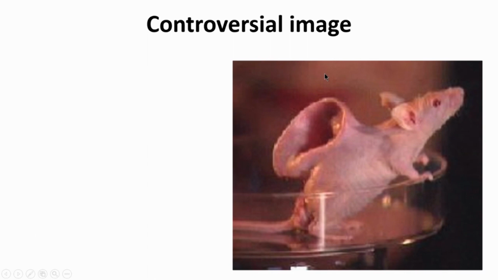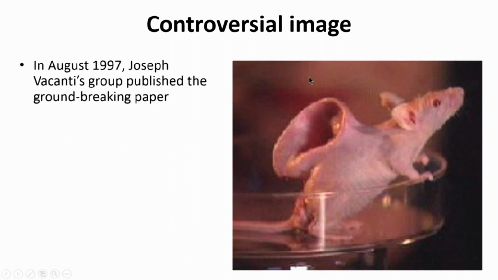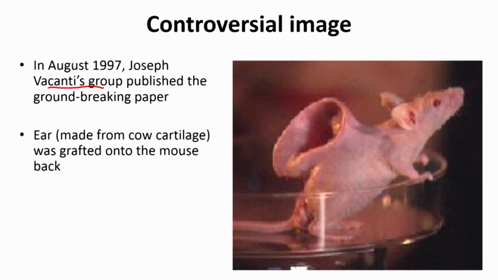Okay, so this was one of the very controversial images that was published quite a while back now. What you are seeing here is a laboratory mouse. In 1997, Joseph Vacanti's group published this groundbreaking paper, and what they had done is they had made an ear out of cow cartilage. They took cow cells, in this case chondrocytes, which are the major cells of the cartilage, and then they did some tissue engineering and grafted it into a scaffold and put it on a mouse's back and let it grow.